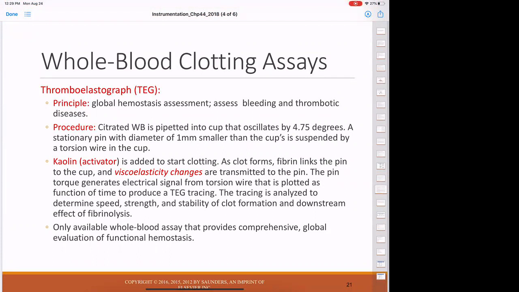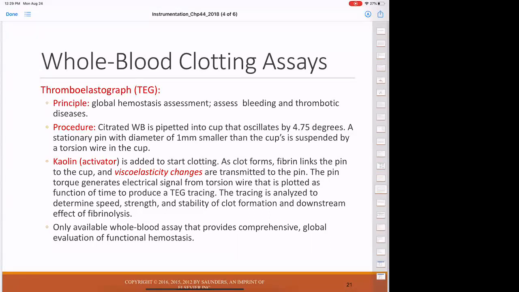Some clotting assays can also be done on whole blood. For this, we use an instrument called the thromboelastograph, TEG. The principle of this is for a global hemostasis assessment. It assesses bleeding as well as thrombotic diseases. You'll take citrated whole blood that is pipetted into a cup that oscillates by 4.75 degrees. A stationary pin with a diameter of 1 millimeter, smaller than the cups, is suspended by a torsion wire in the cup. The activator here is kaolin. Kaolin is added to start the clotting.